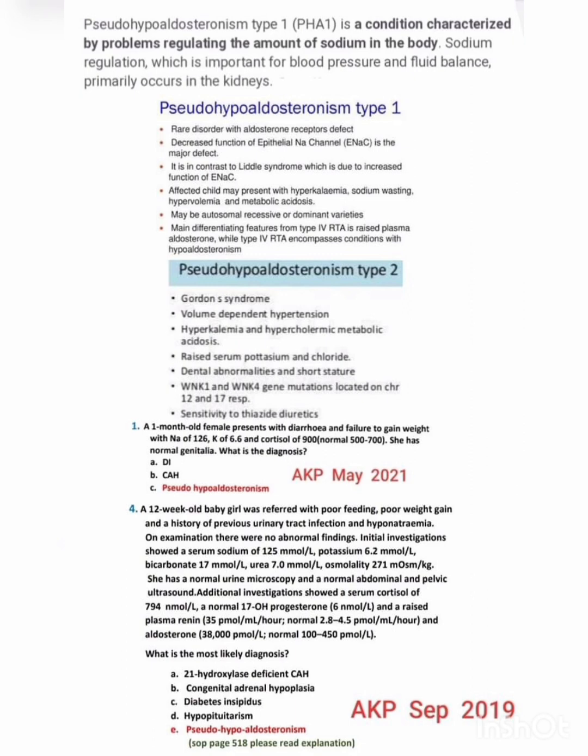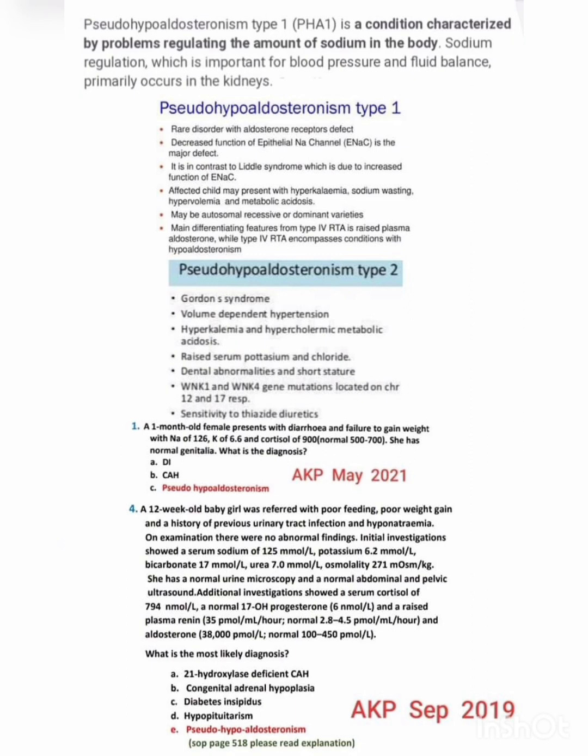Additional investigation showed a serum cortisol of 794 nanomole per liter, a normal 17-hydroxyprogesterone, that is 6 nanomole per liter, and a raised plasma renin, that is 35 picomole per ml per hour. Normal is 2.8 to 4.5 picomole per ml per hour, and aldosterone is 38,000 picomole per liter. Normal is 100 to 450 picomole per liter. So what is the diagnosis?